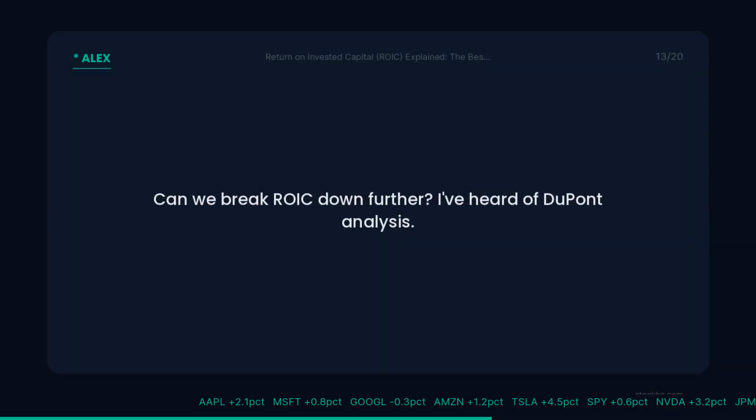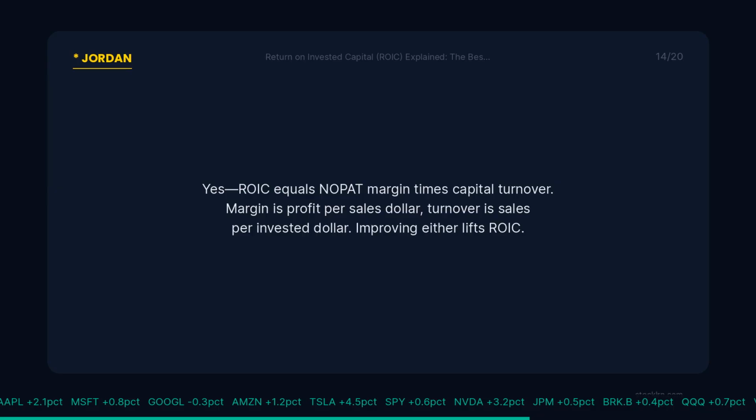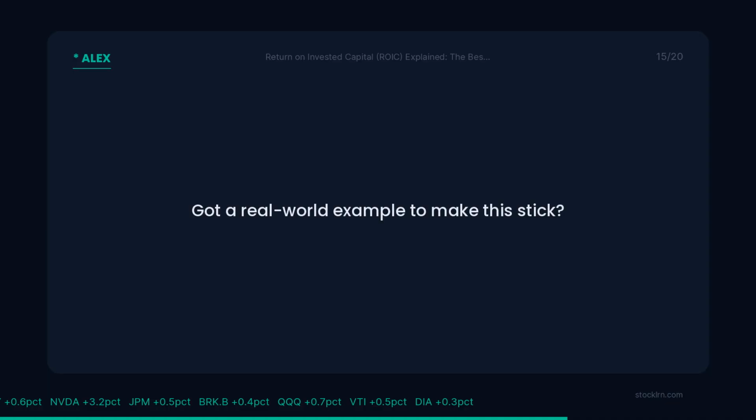Can we break ROIC down further? I've heard of DuPont analysis. Yes, ROIC equals NOPAT margin times capital turnover. Margin is profit per sales dollar. Turnover is sales per invested dollar. Improving either lifts ROIC. Got a real-world example to make this stick?